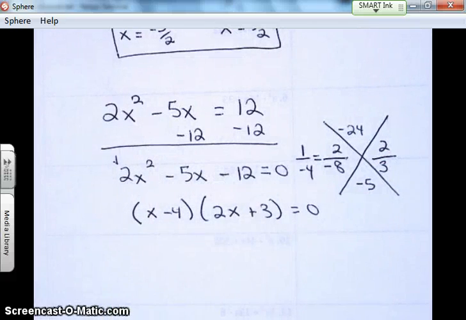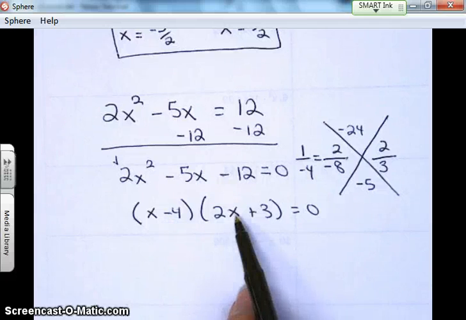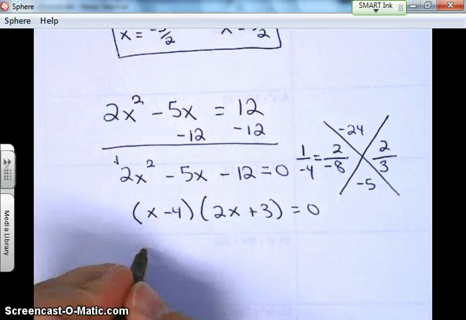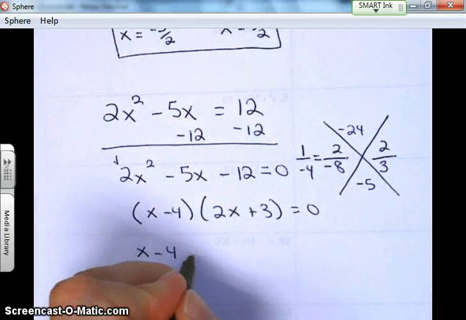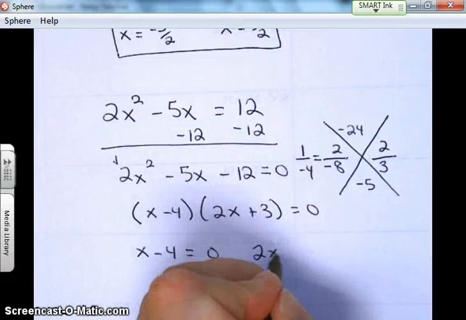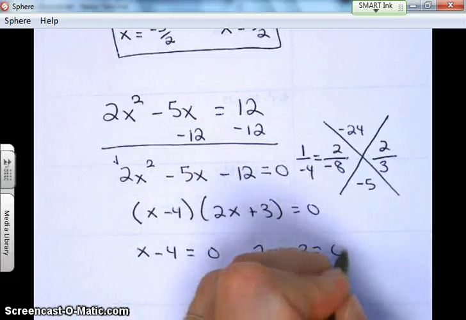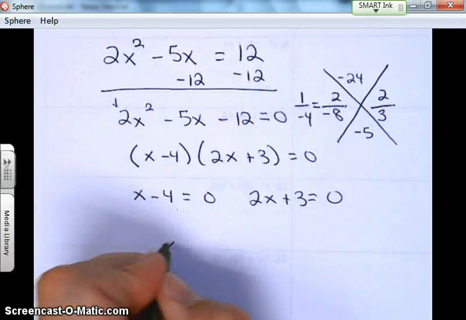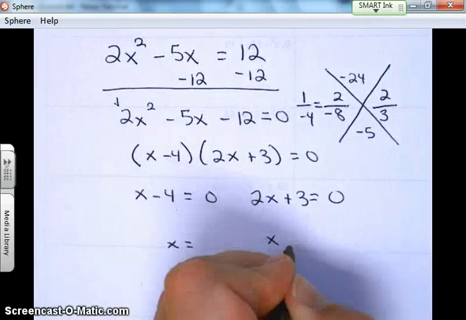So once you've factored this, you're not done. Remember, you need to set each factor equal to 0, and then you need to solve for x to get the two solutions.